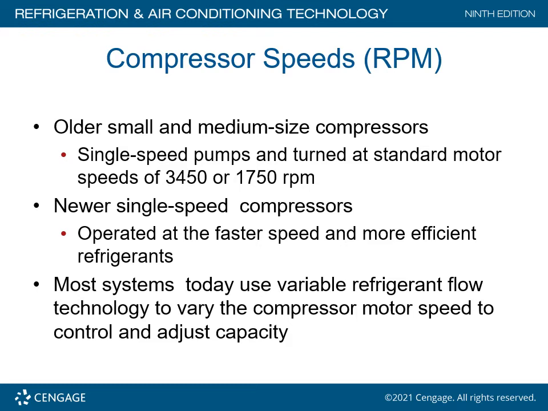Older, small, and medium-sized compressors, single-speed pumps, turn at about a standard motor speed, between 3450 or 1750 RPM, depending on the type of motor used on the hermetic compressor. The newer single-speed compressors operate at faster speed and they're more efficient with the refrigerants utilized in this process. Most systems today utilize variable refrigerant flow technology to vary the speed of the compressor motor in order to control and adjust capacity. So what are we saying?